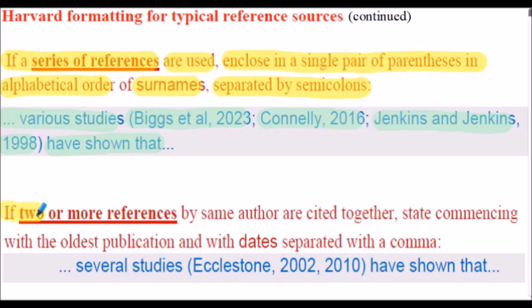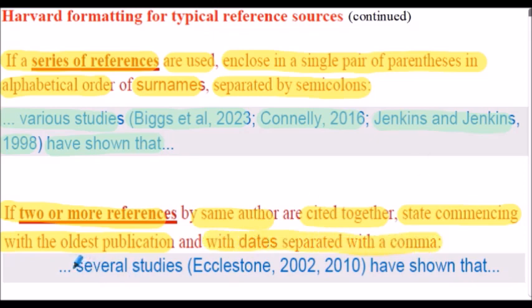If two or more references by the same author are cited together, then we state these references commencing with the oldest publication and date, separated with a comma. So here our extract might be, several studies, Eccleston 2002, 2010, have shown that, etc. So in this case, Catherine Eccleston has two sources of information, one in 2002 and one in 2010. And it might be that this particular extract is trying to indicate that the same issues she raised in 2002 are still applicable in her 2010 work.